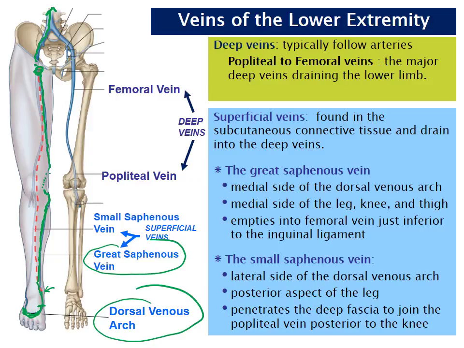On the lateral side, changing my color here to orange, we have the small saphenous vein originating, going posterior to the lateral malleolus and up the back of the leg. And then at the popliteal fossa, it turns into the popliteal vein here. And then it turns into the femoral vein after the popliteal fossa.